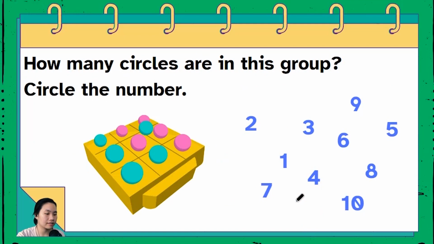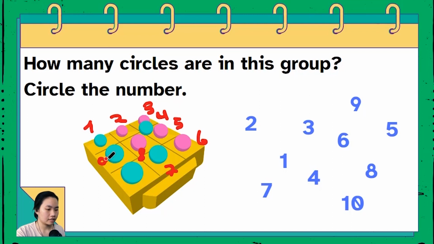So for our last exercise, I want you to count how many circles, right? These circles over here in this group. And then I'll circle the number. 1, 2, 3, 4, 5, 6, 7, 8, 9, 10. Okay? There are 10 circles. I'm going to circle number 10.